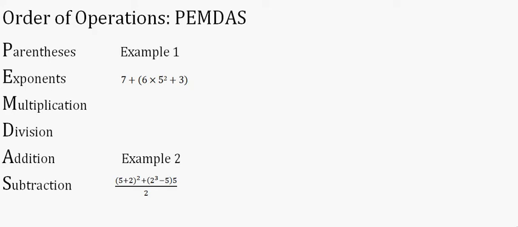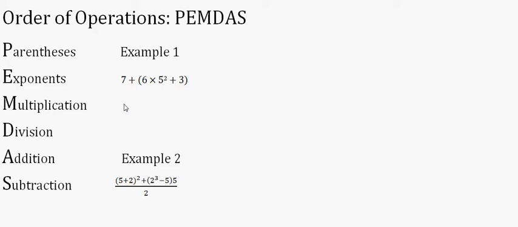Hey everybody, I'm the math tutor, and today I'm going to talk about order of operations. For order of operations, we use the mnemonic device PEMDAS, or Please Excuse My Dear Aunt Sally. We can use that mnemonic to remember the order. P stands for parentheses, E exponents, M multiplication, D division, A addition, and S subtraction. We use this order when we're solving equations, so we're going to look at two examples.